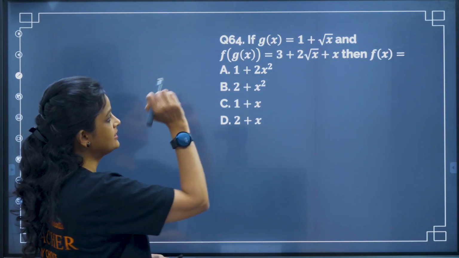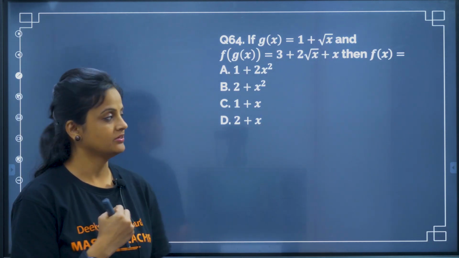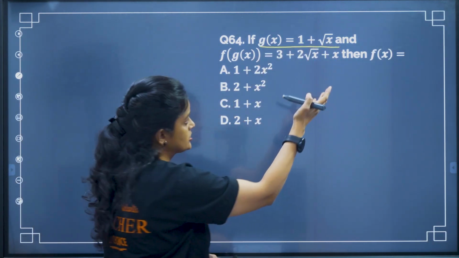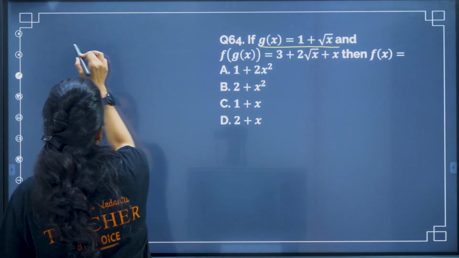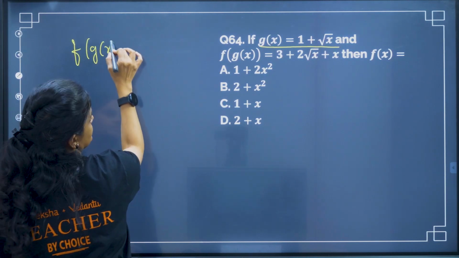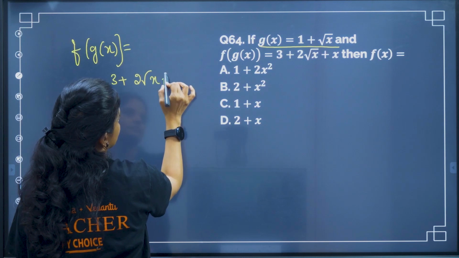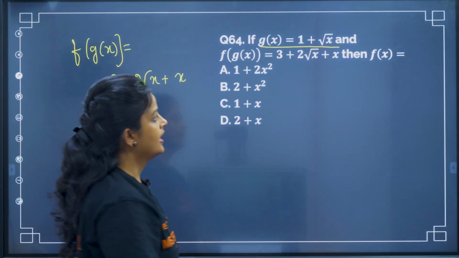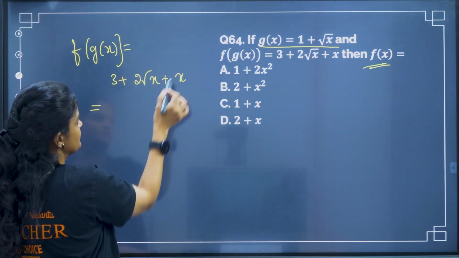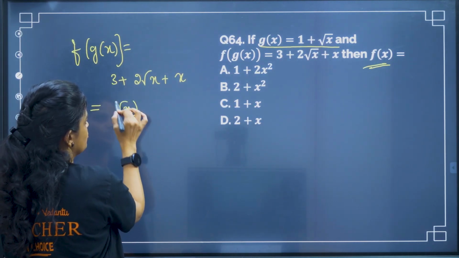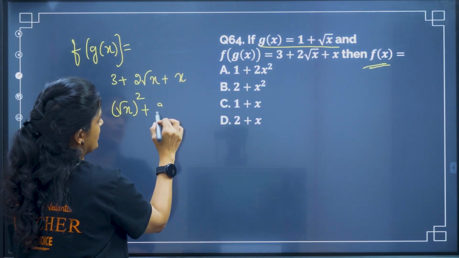See how many times this pattern has repeated. In the mock test only, this question has repeated, right? Not the exact question, but this type of question. g of x is given so and so. f of g of x is given as 3 plus 2 root x plus x. Now I have to see what f of x will be, right? So I'll just simplify this first. x can be written as root x whole square. Do you know the completing the square method? Yes, we are doing the completing the square method.